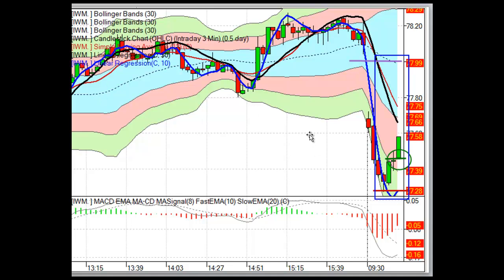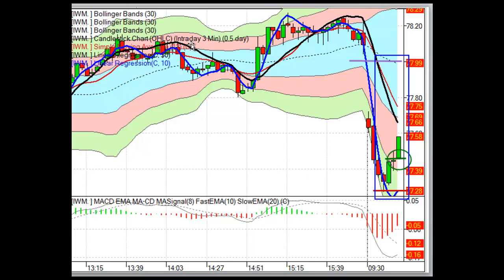Just a few words about how the chart is set up. This is showing half a day's worth of data on 3-minute charts. The open was at 9:30 Central Time. That's the vertical dotted line.